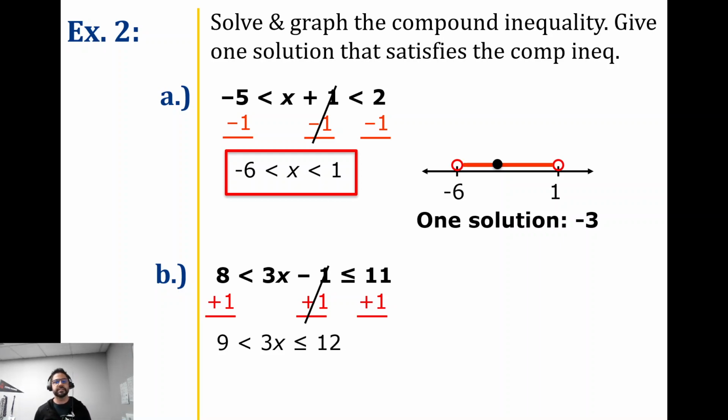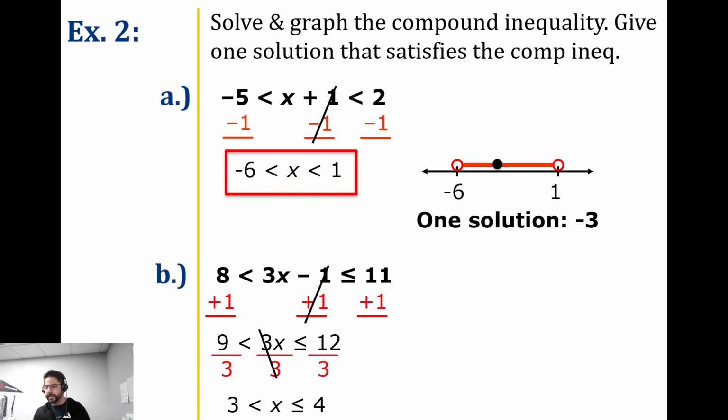So since it's the same skills, let's go ahead and look at the middle, which says 3x. So we need to divide in the middle, left and right. If we fully simplify it, it now looks like this. 3 is less than x is less than or equal to 4.